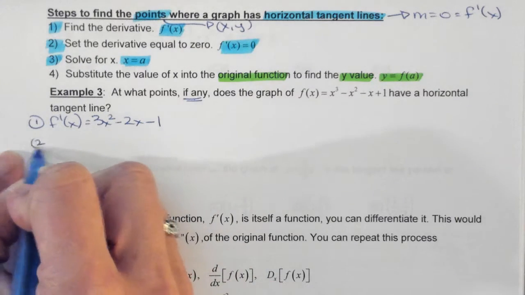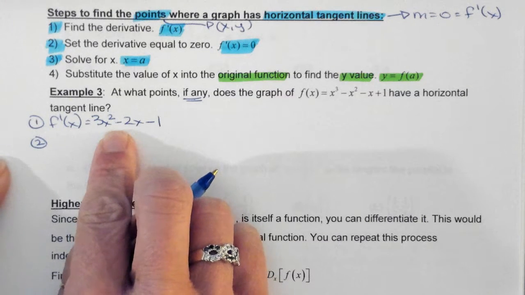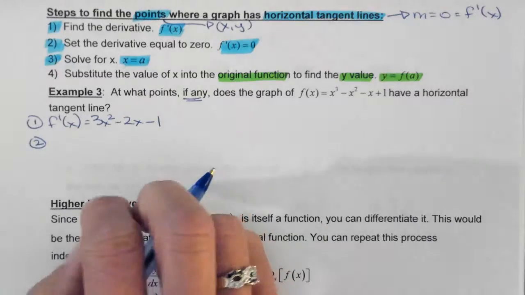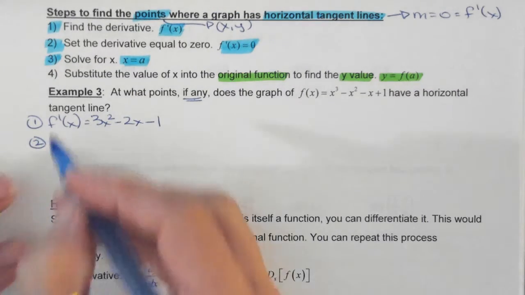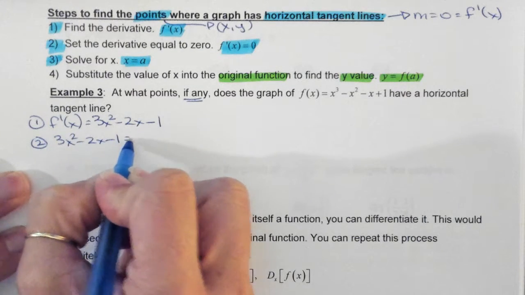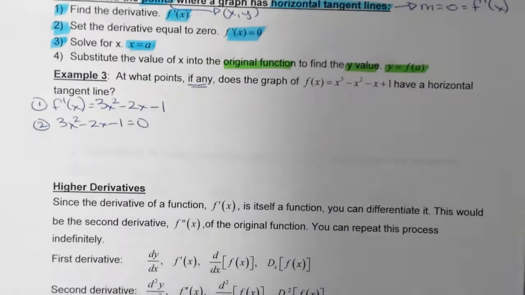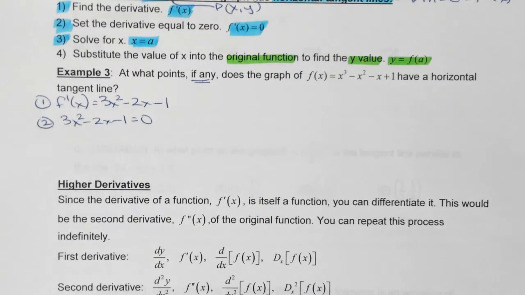Step number 2, we're going to take the derivative, which is another way for us to find the slope, and we're saying that the slope is 0. Remember that the word is represents an equal sign. So 3x squared minus 2x minus 1 is 0. It's kind of a question. All right, this is a polynomial, so that means we need to factor.